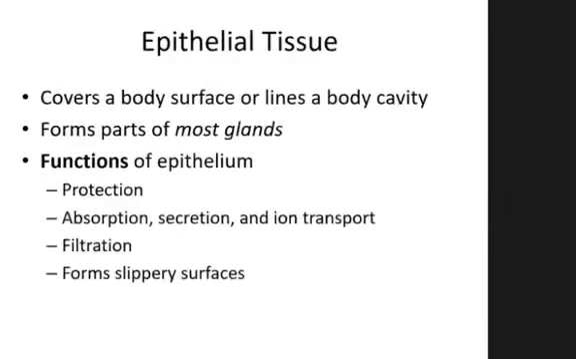So we're going to start with epithelium. How does the epithelium differ from the other tissues? It generally covers the body, and epithelium also forms glands. Its functions are protection, absorption, secretion, ion transport, filtration, and as membranes, they form slippery surfaces.